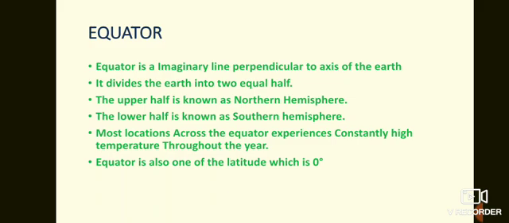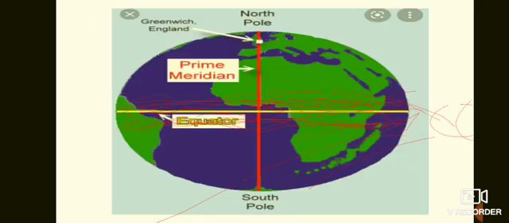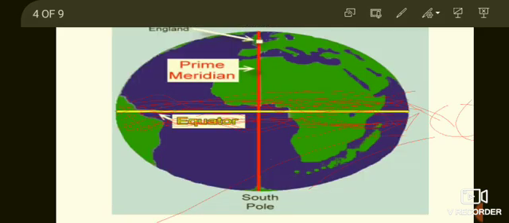The equator is perpendicular to the axis of the earth. It divides the earth into two equal halves. You can see the equator here, whose degree is 0 degrees. This equator divides our planet Earth into two equal halves.